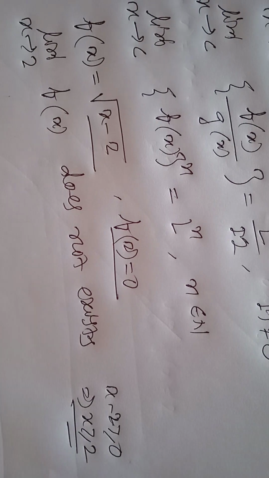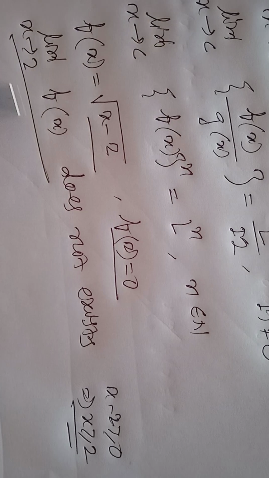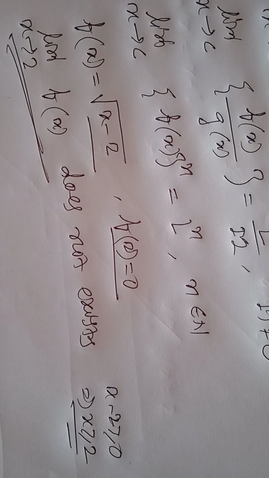So the function is not defined for any value less than 2. It may or may not be defined at the point, but it must be defined at some values less than that point and some values greater than that point. Then we can say the limit exists and then we can evaluate the limit. But here the limit does not exist.